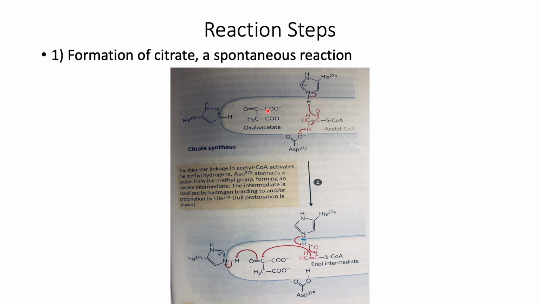You have oxaloacetate, and then the reaction reverses, and this double bond that's formed picks up there, and you have another histidine over here that stabilizes it, and you get the enol intermediate, again anchored from aspartate and two histidine molecules right here, and this forms citrate.